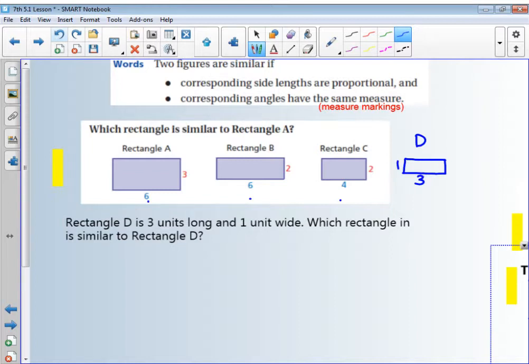Now keep in mind, I just roughly sketched this. This is a rectangle, which means all of these are 90-degree angles, even though it doesn't look like it. Okay, so we know that all of the angle measures are the same, even though my picture isn't perfect.